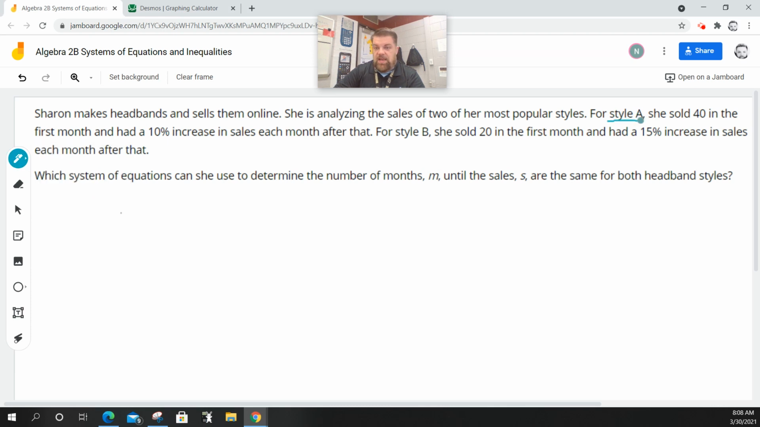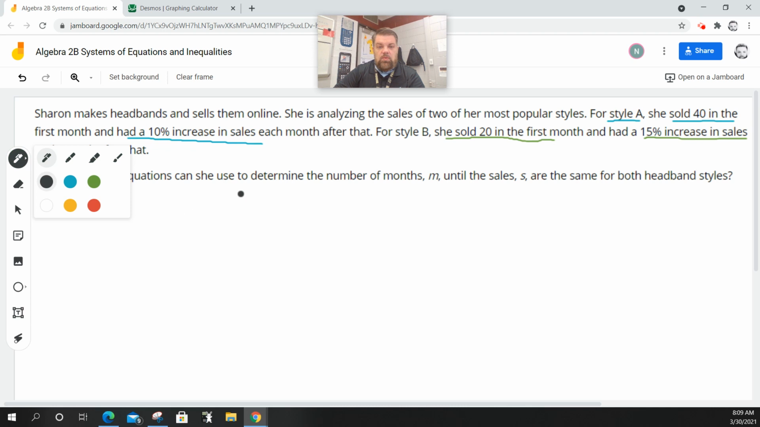So for style A, she has sold 40 in the first month and has had a 10% increase each month after that. Now for style B, she has sold 20 in the first month and a 15% increase after that. What is the system of equations where M is the number of months until the sales S are the same for both headbands? So these are going to be functions of M.